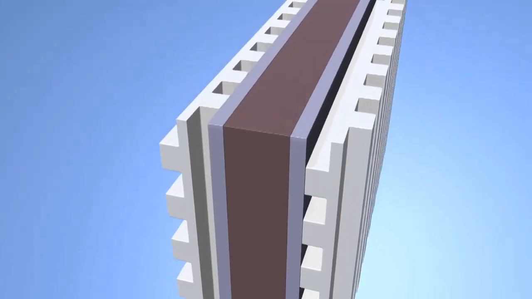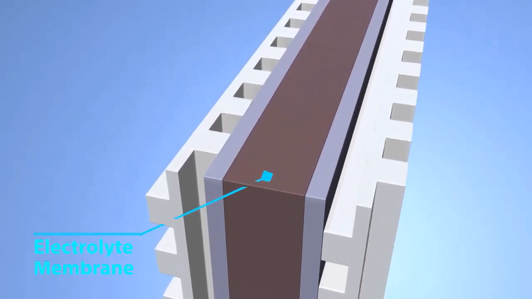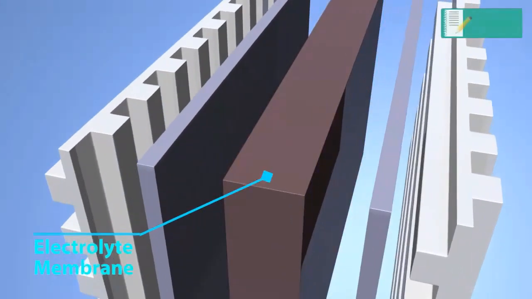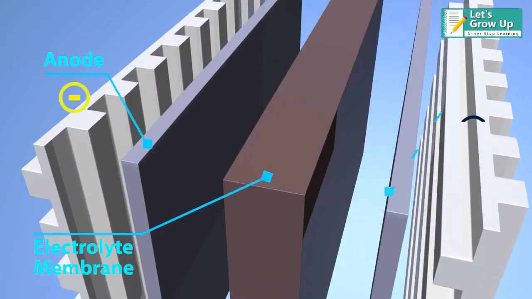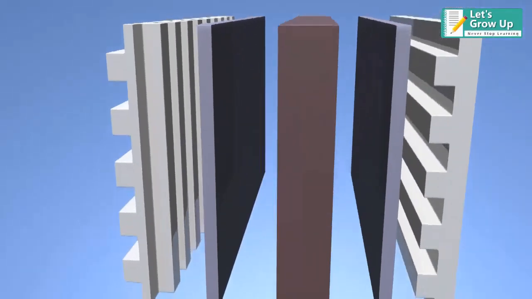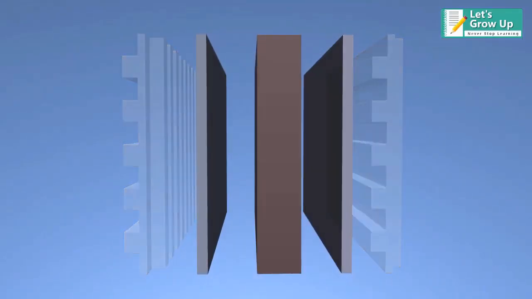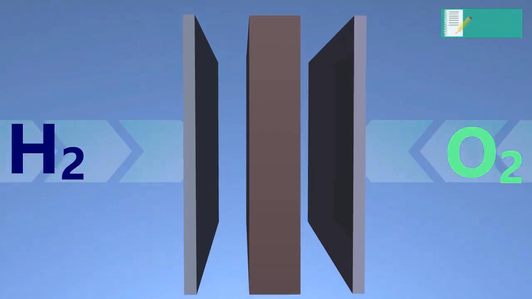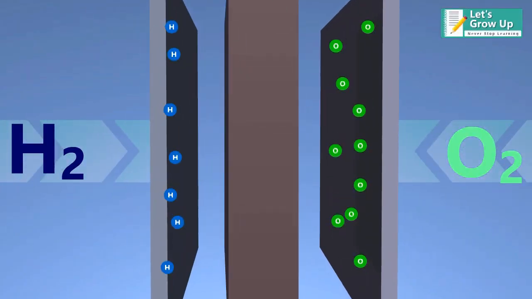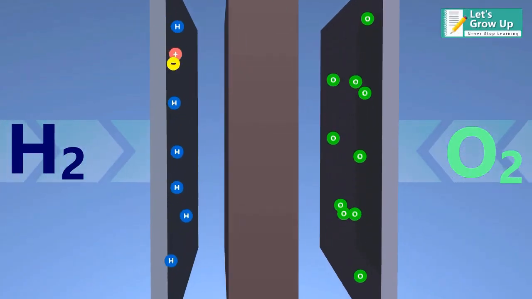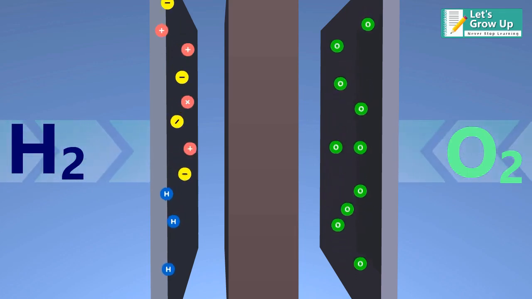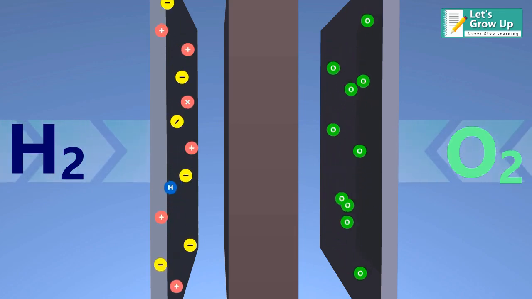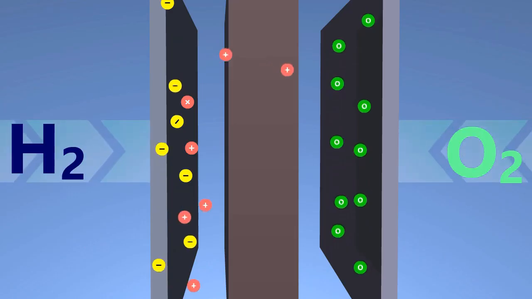A fuel cell is composed of two plates separated by an electrolyte membrane. One plate is called the anode and the other is the cathode. Hydrogen is passed through the anode while oxygen is passed through the cathode. At the anode, the hydrogen molecules are split into electrons and protons by a catalyst. The positive particle of hydrogen can pass through the membrane, but the negative particle cannot pass through it.